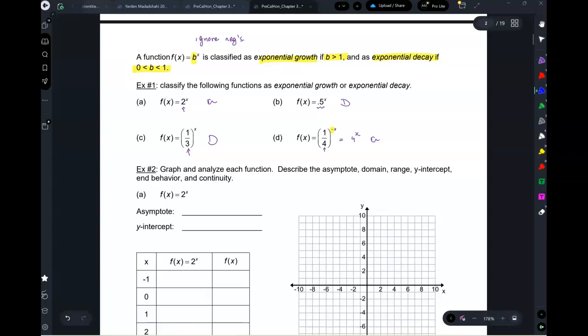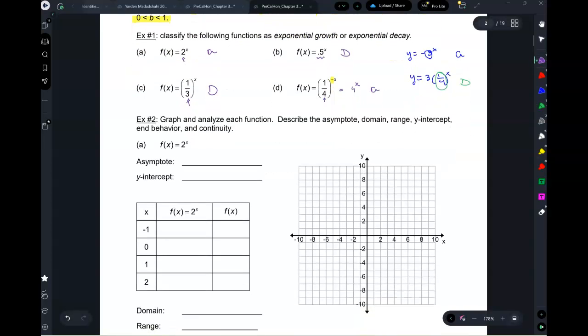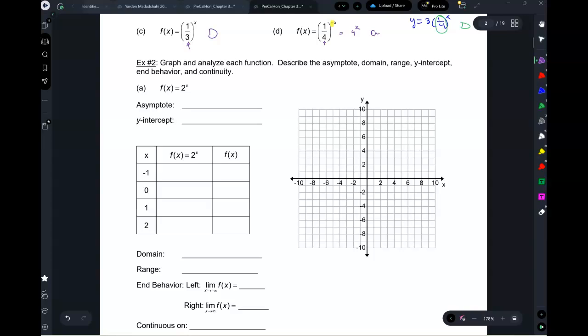Okay, so again, you ignore any negatives. So for example, y equals -3 to the power of x. This is still growth because I just look at the 3 without the negative. Okay, if I have y equals 3 times 1/4 to the power of x, just look at the number that's being raised to the exponent. 1/4 is between 0 and 1, so this is decay. Okay, let's graph a couple.